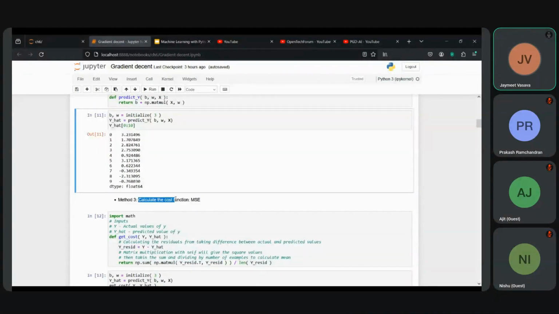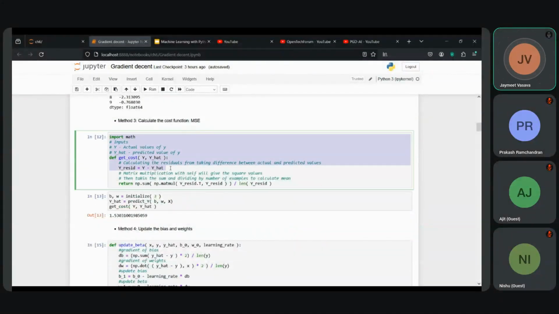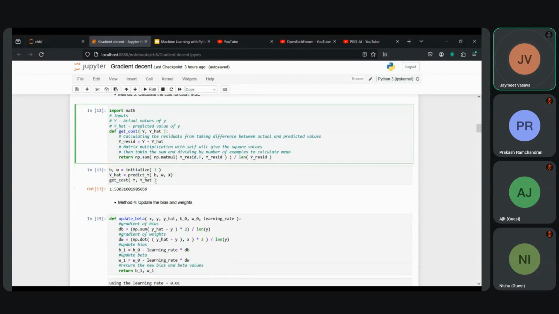The method 3 was cost function of MSE, mean squared error. We defined a get cost to get the residual of it, and using it on a Y hat, we got the value of 1.5.